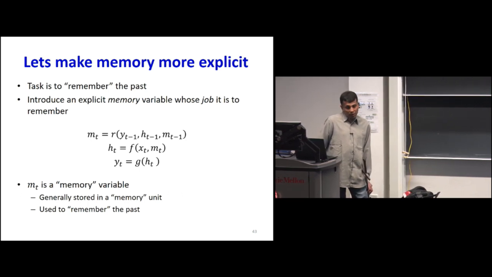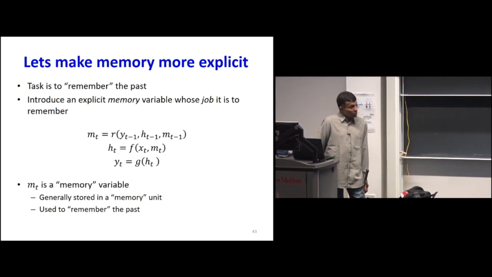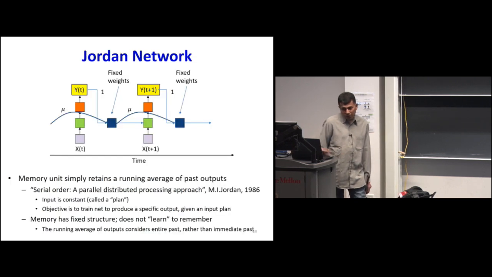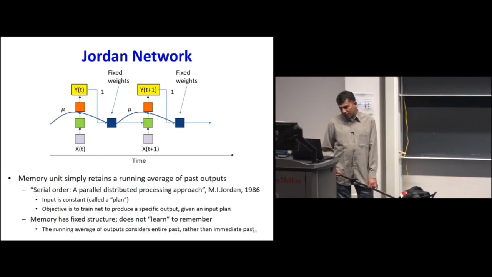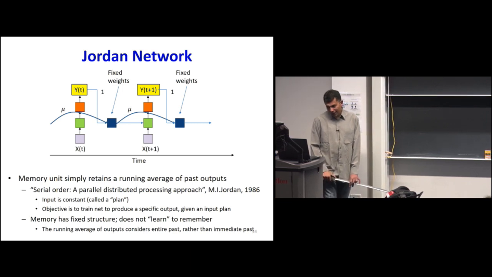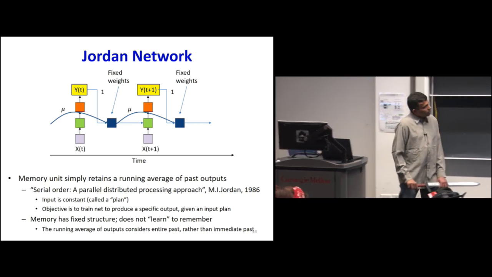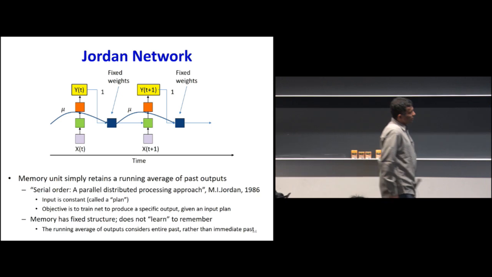and would generally be stored in something called a memory unit, and it's used to remember the past. So here are a couple of examples of architectures that use memory units.